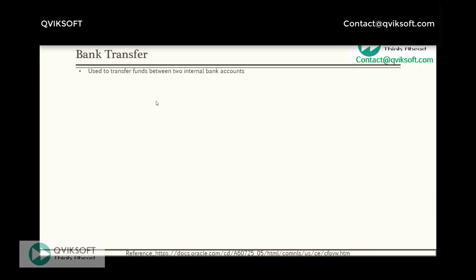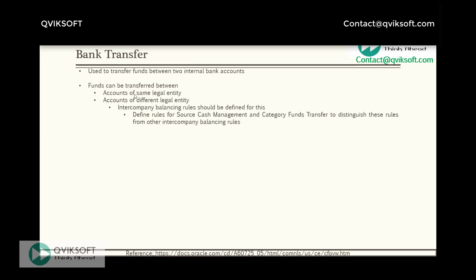Bank transfer, as I mentioned, is used to transfer funds between two internal bank accounts. Funds can be transferred between accounts of the same legal entity or accounts of different legal entities. Now, there's a difference between the same legal entity and different legal entities, because once you have the same legal entity, it's considered an intra-company transaction. There's no intercompany balancing required. But once we have different legal entities, then the rules defined in the intercompany balancing rule will come into action, and I'll show you how to define those rules so that your intercompany balancing works, because the system is now trying to balance the entries between two different legal entities.